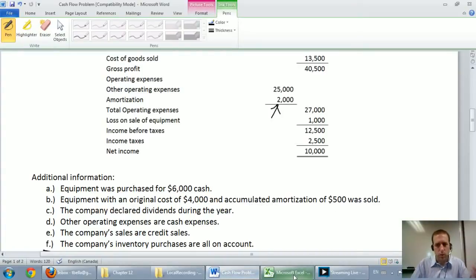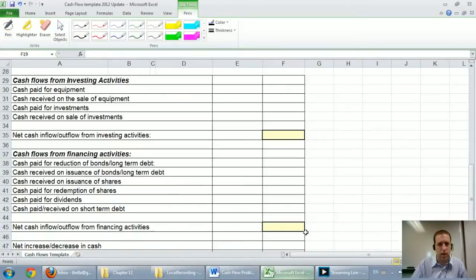So we got a purchase and a sale. But let's deal with the purchase first. We purchased equipment for $6,000 cash. So I go into my equipment and I go negative 6,000, right? We bought equipment, $6,000 cash went out. Whenever you see cash paid, it's a negative. Whenever you see cash received, it's a positive. Cash received on the sale of equipment.